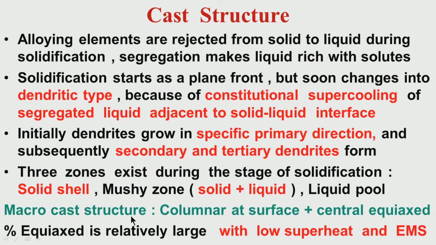Now, this macrostructure, I will show certain figures so it will be clear. The macro cast structure is columnar at the surface, and then we have equiaxed at the central zone. And how this equiaxed zone increases, I have told you, depends on superheat and electromagnetic stirring.